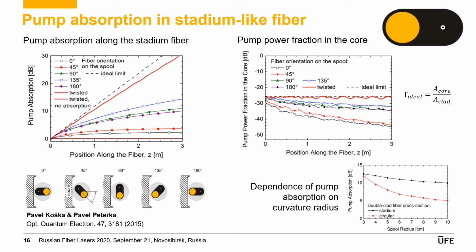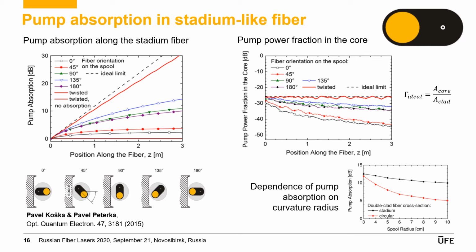Pump absorption in stadium-like fiber depends a lot on the pump launch conditions. So whether the pump enters the fiber far from the spool, at an angle to the spool, or at a position close to the spool. The best absorption, the thick red line, very close to the ideal limit, we got for the twisted fiber. In this graph, you can see the pump power fraction in the core, called pump overlap with the core. The thick red line stands for the twisted case, and it has an oscillatory character below the ideal pump overlap.